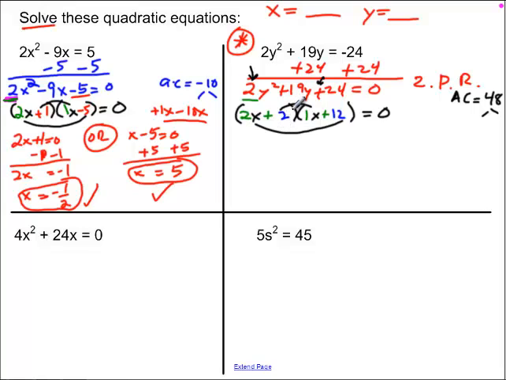Oops, sorry. This should be a y. Hang on a second. This should be a y. We're using y's here. Sorry. I should be wiser when I use my variables. My apologies for the bad pun and for the mistake.